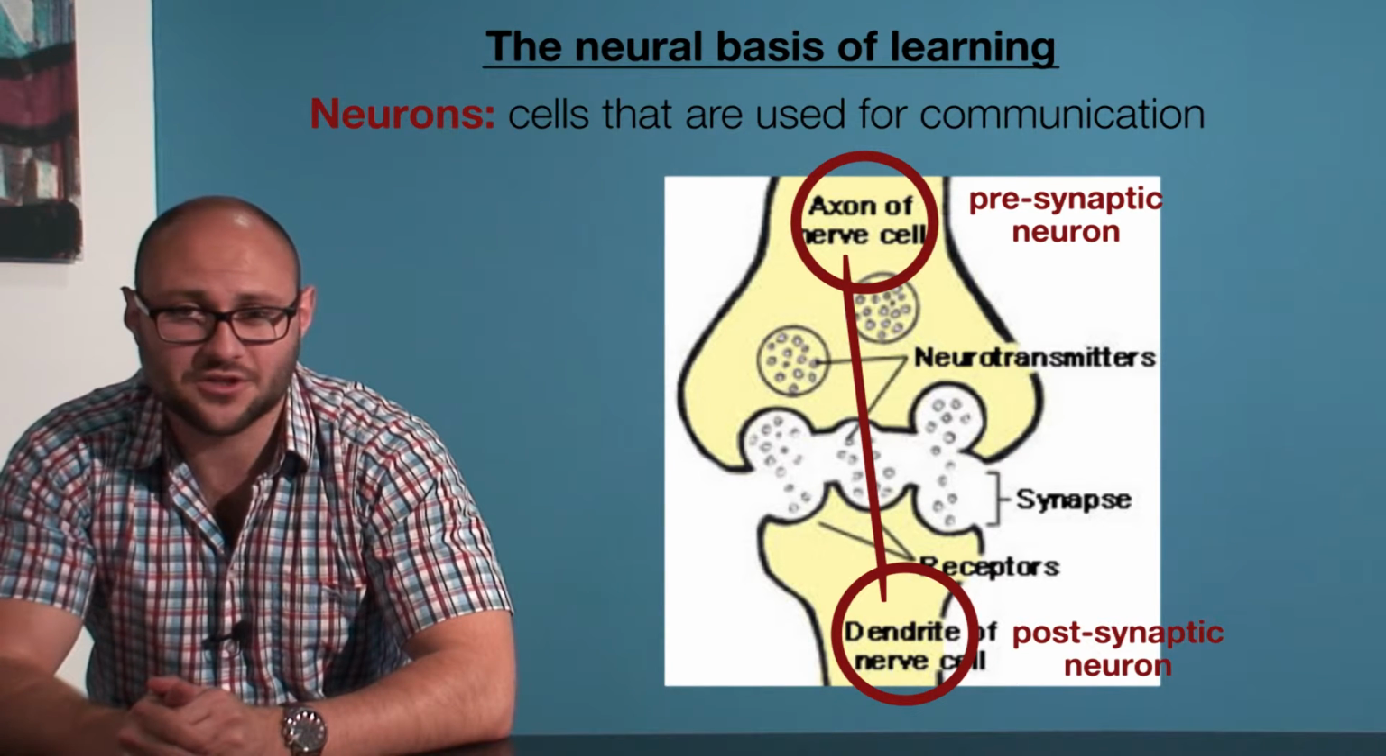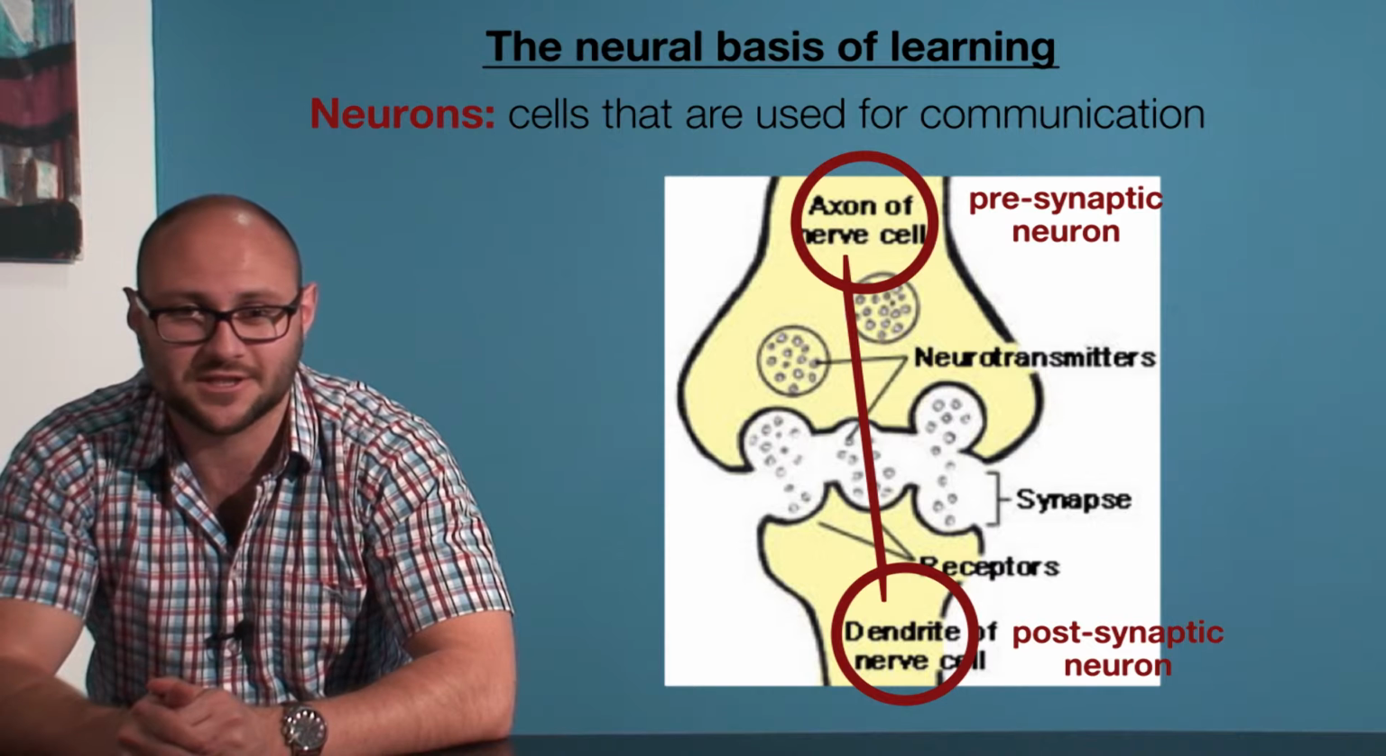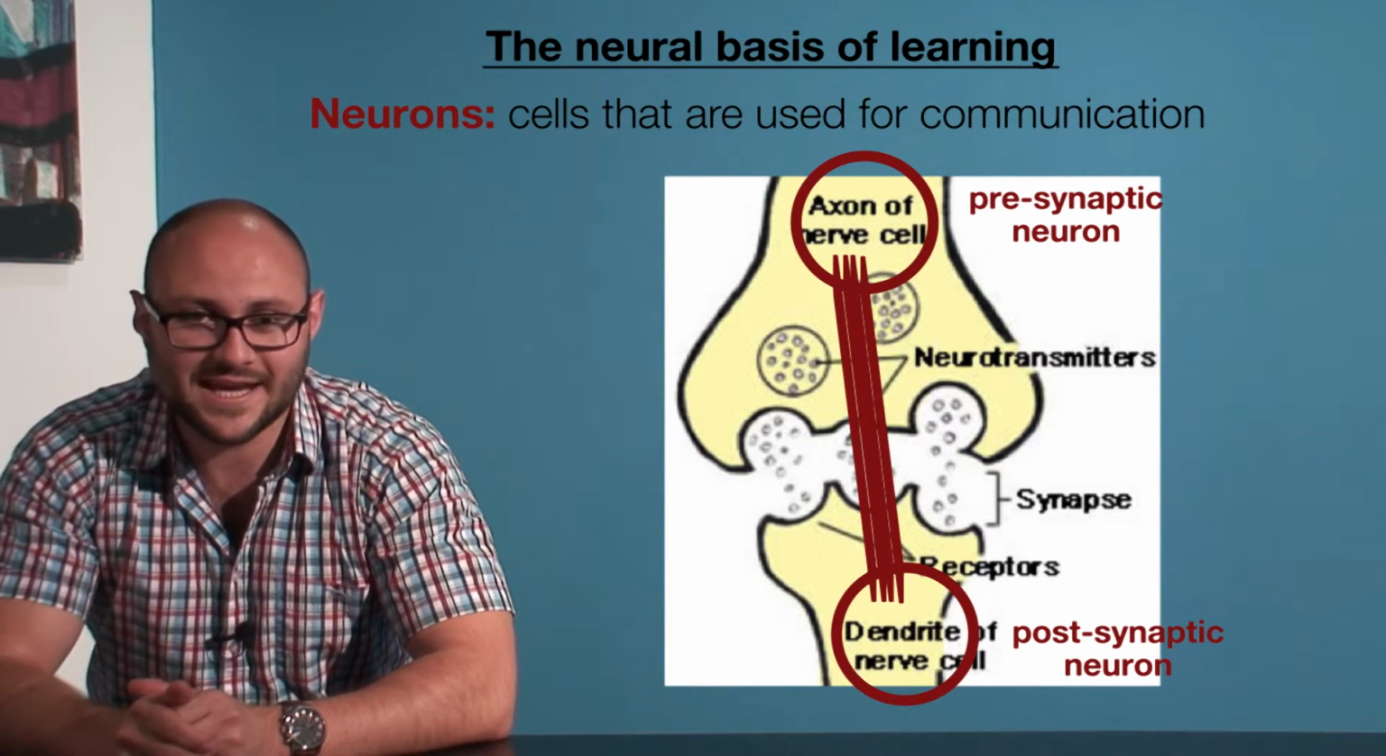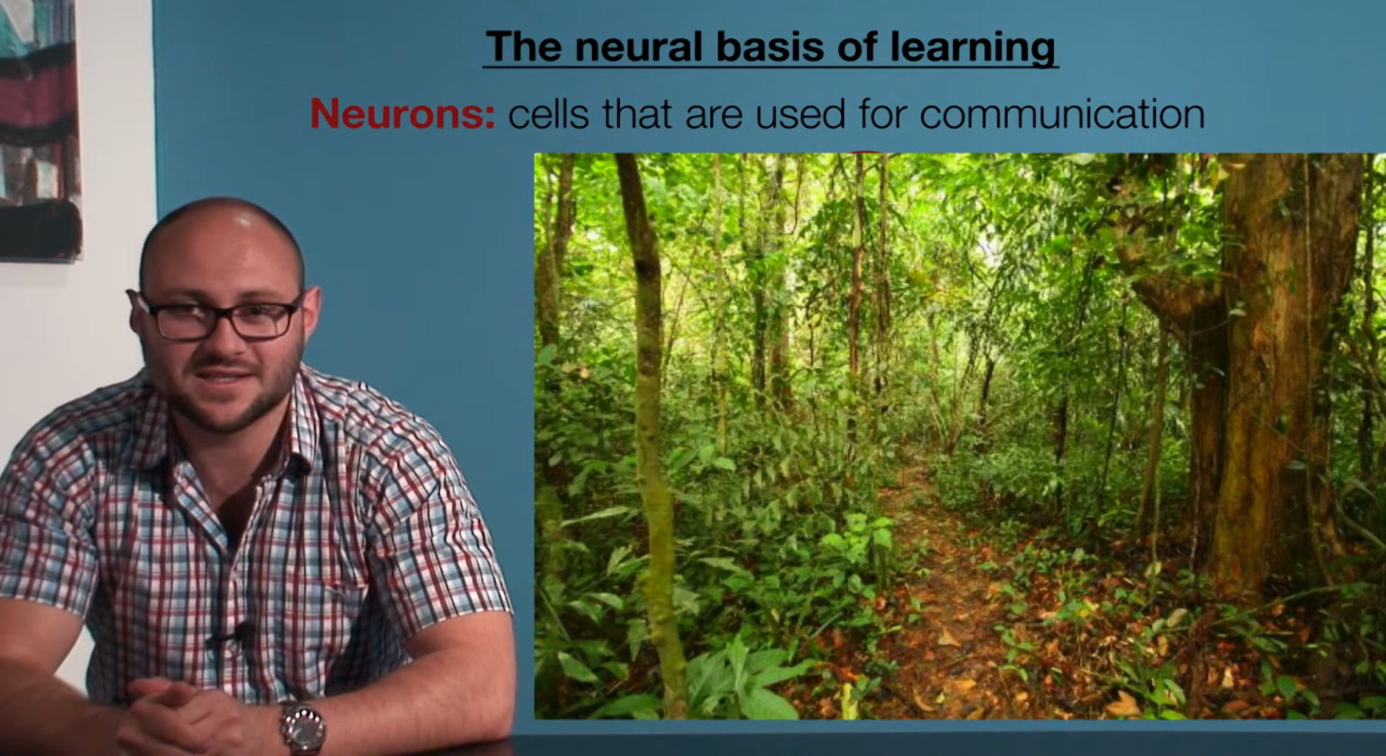Each time the presynaptic neuron sends a message to the postsynaptic neuron, that neural pathway becomes stronger. The message then takes less time to be received. It's sort of like forging a new path through a thick jungle.